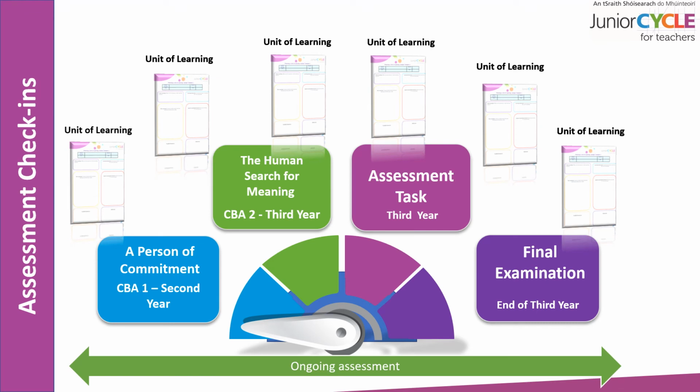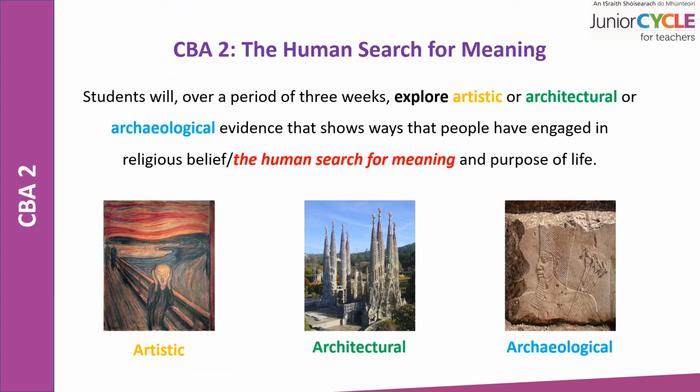Formative feedback on CBA 1 will help students for future units of learning and CBA 2 as well as their final exam. We are now going to look at CBA 2, which is linked to the assessment task. Students will, over a period of 3 weeks, explore artistic or architectural or archaeological evidence that shows ways people have engaged in religious belief, the human search for meaning and purpose of life.